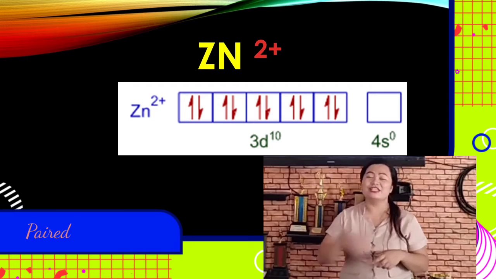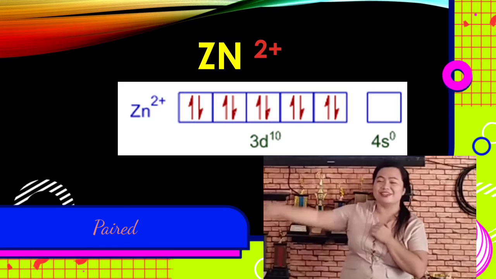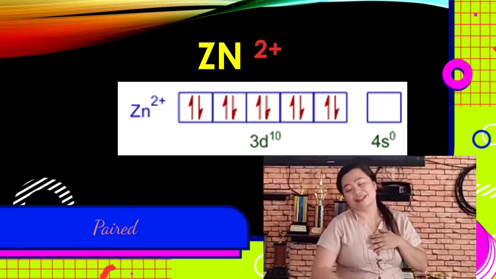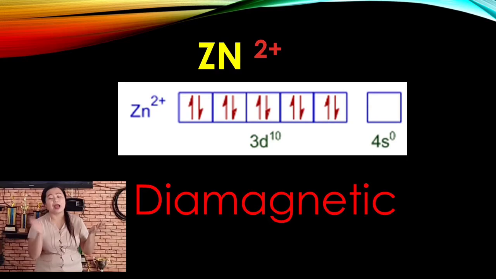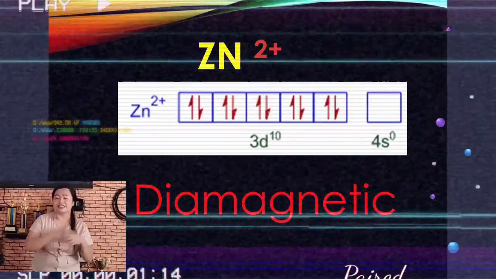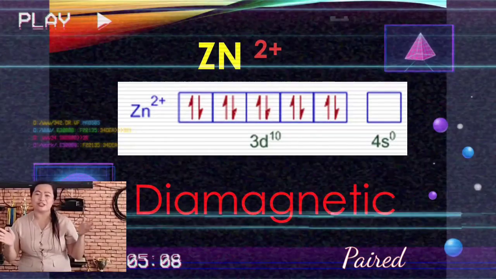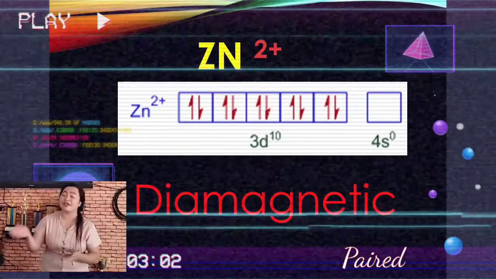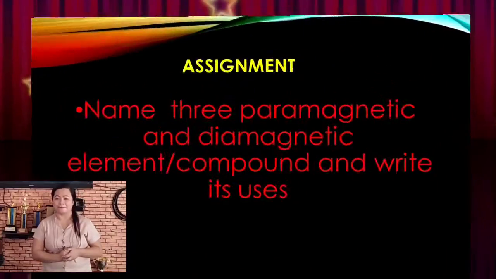Now, let us proceed to zinc 2+. As you can see here, this is the electronic configuration of the zinc 2+. The electrons are paired. Correct. That means that zinc 2+ is a diamagnetic ion. Are there any questions? Did you get our lesson for today? Alright, if you have any questions, please send me a message and I will be willing to assist you anytime.